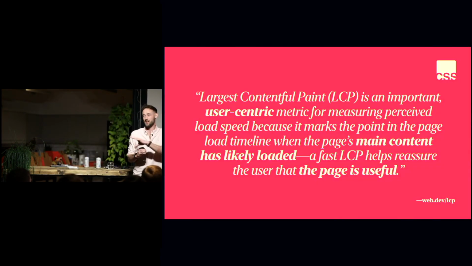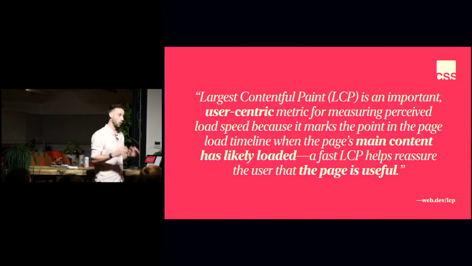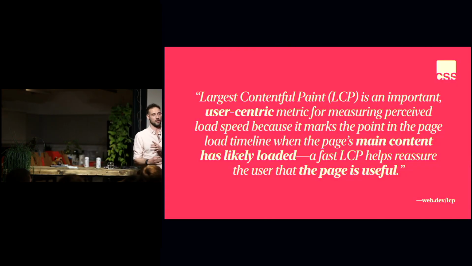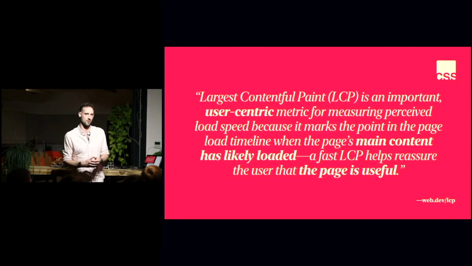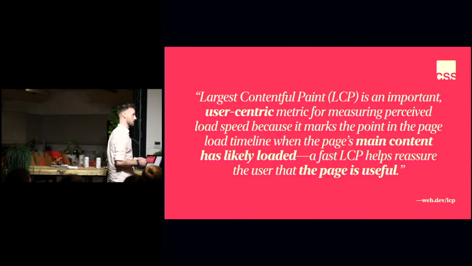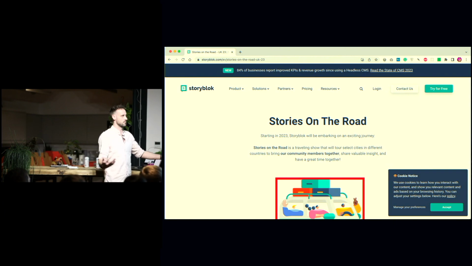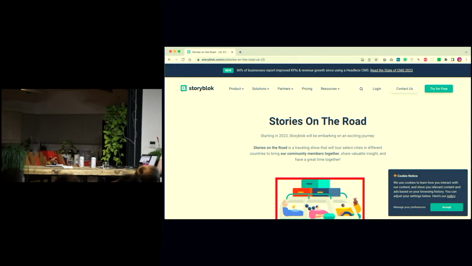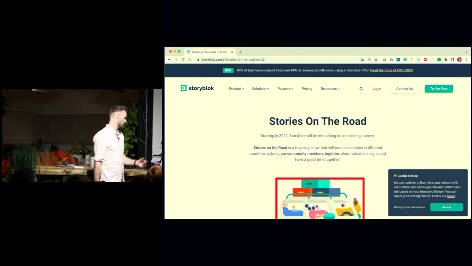Biggest is a proxy for most important. The biggest bit of content isn't necessarily the most important piece of content, but it's hard for a machine to work out what the most important thing is. So taking the largest piece of content is a fairly reliable proxy for that. If we were to take the Storyblok stories on the road homepage, it's actually this image element here. That would be the largest contentful paint element on this particular page.